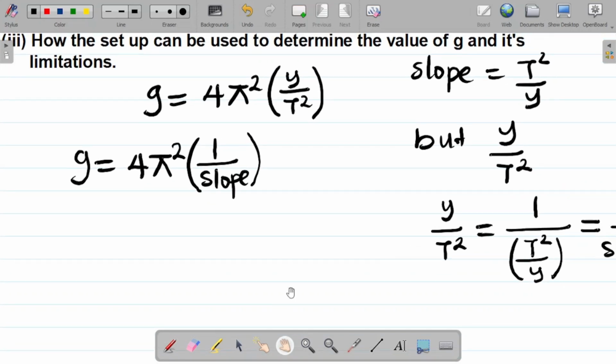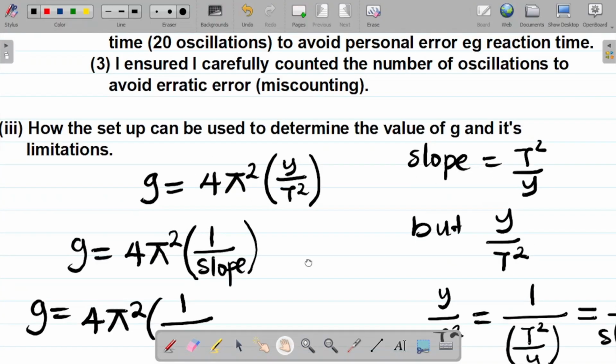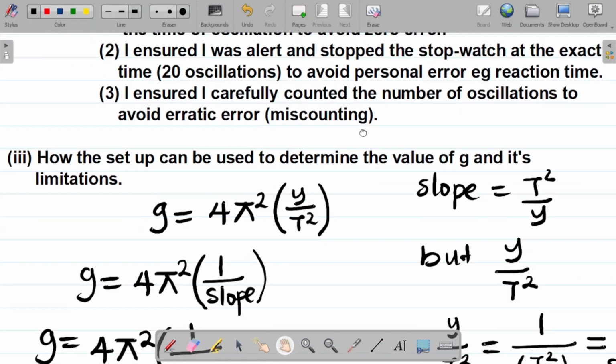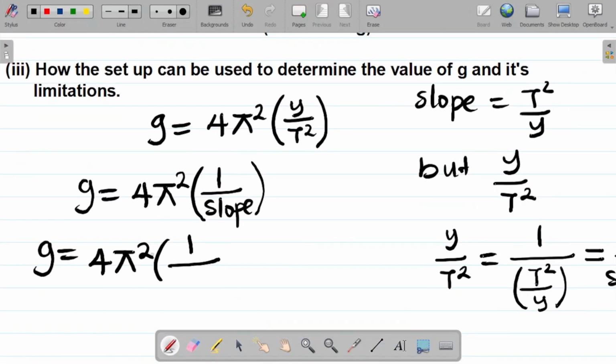And let's see what we get. So from here, we'll have that g is equal to 4 pi squared. 1 over slope becomes 1 all over the value of the slope. Again, let me go back to this. The value of the slope was minus 0.04. Now, the negative is because it's a negative graph, so I'll just ignore the negative and take the positive value, which is 0.04. So please ignore the negative, just take the positive value.